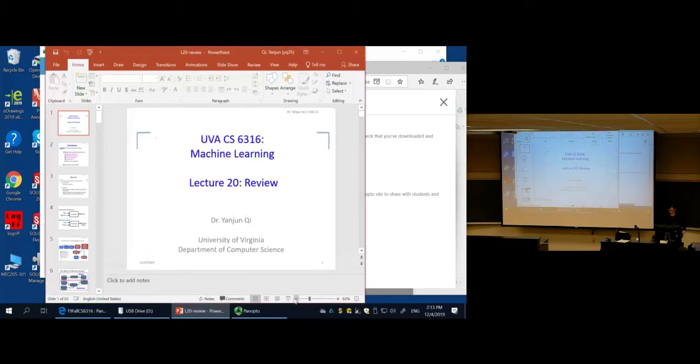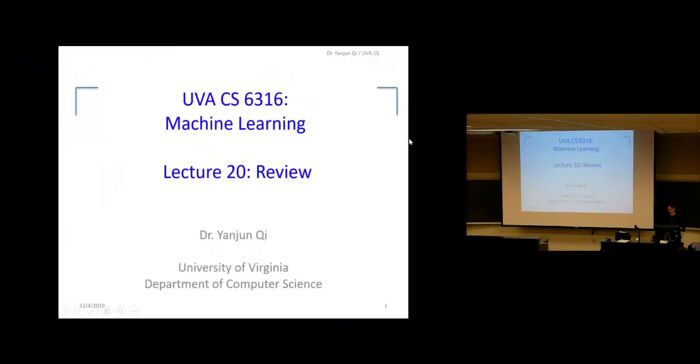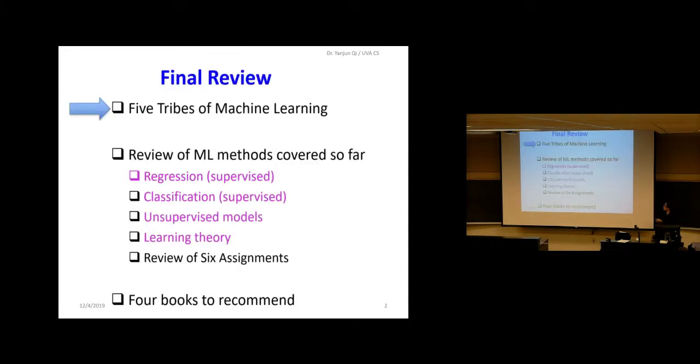The last lesson of this course, and I have a lot to cover actually. So this is the roadmap I want to cover. There's something I missed or skipped, and I want to use this chance to quickly put it into one big framework. First, I want to cover the 5 tribes of machine learning, and then I want to review what we have covered, and this is today's quiz.